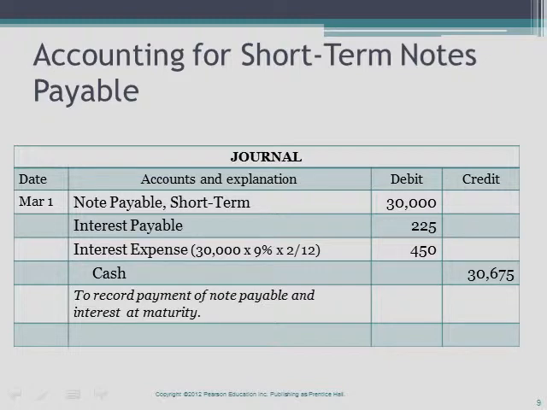On March 1 of the following year, payment of principal and interest is made. Notes payable is debited for the principal. Interest payable is debited for the amount of the year 1 accrual. Interest expense is debited for the 2 months of interest accrued this year. Finally, cash is credited for the entire amount that is paid to the creditor.